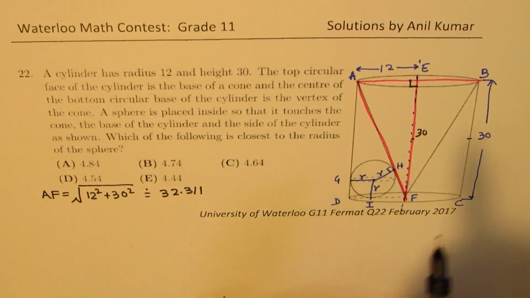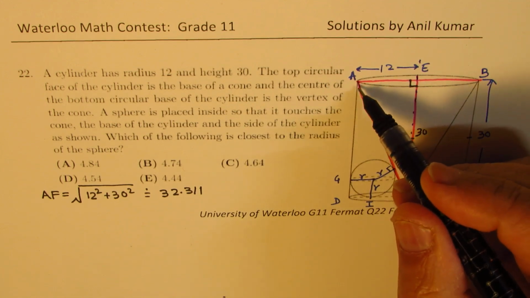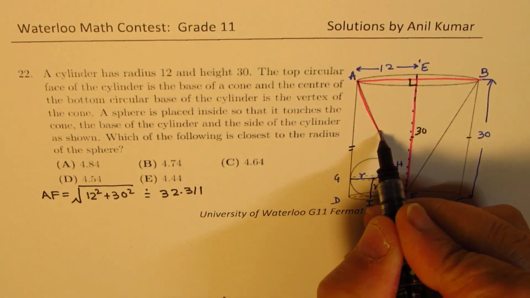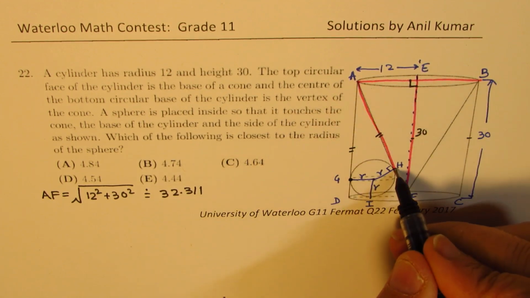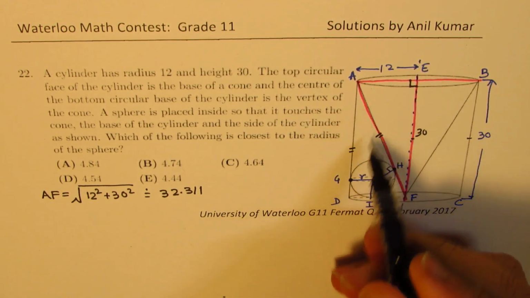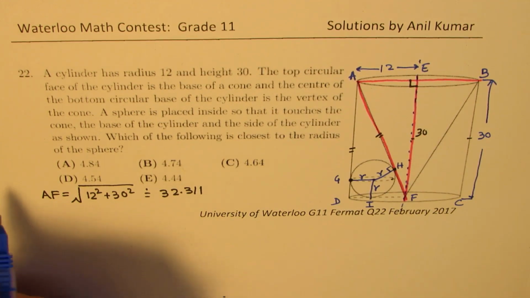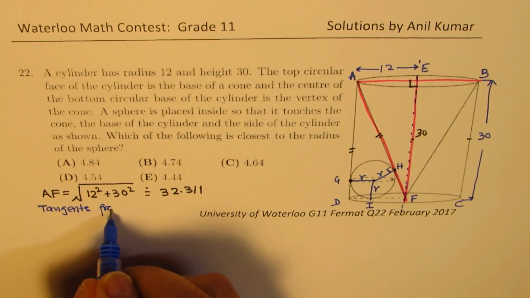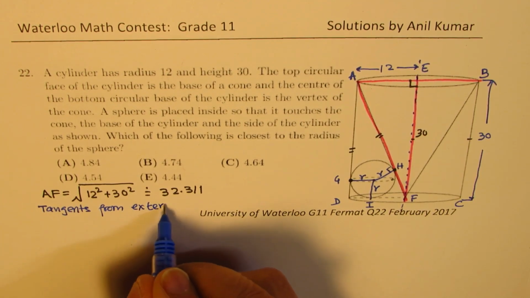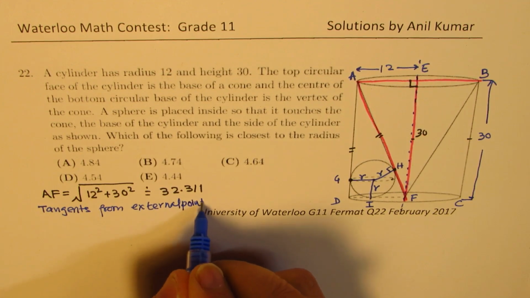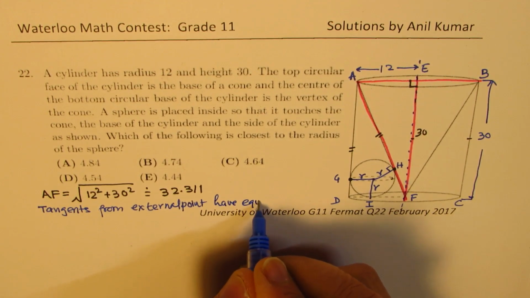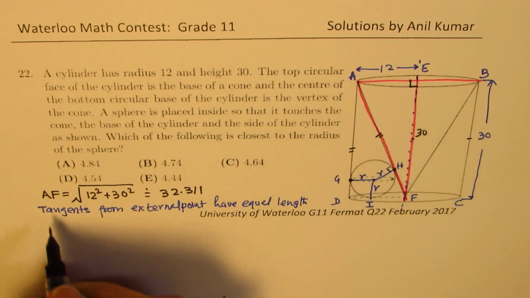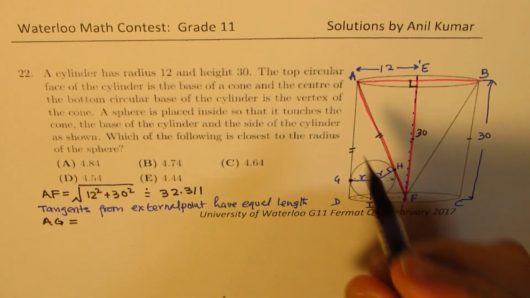Okay. Now, we know this whole length, but we also know that this is a combination of these two. So we know that these two lengths, A to G and A to H, should be the same. So these are tangents from an external point, right? So let me write down this important theorem, which is tangents from an external point have equal length. Okay. So that gives us that A to G is equal to A to H.